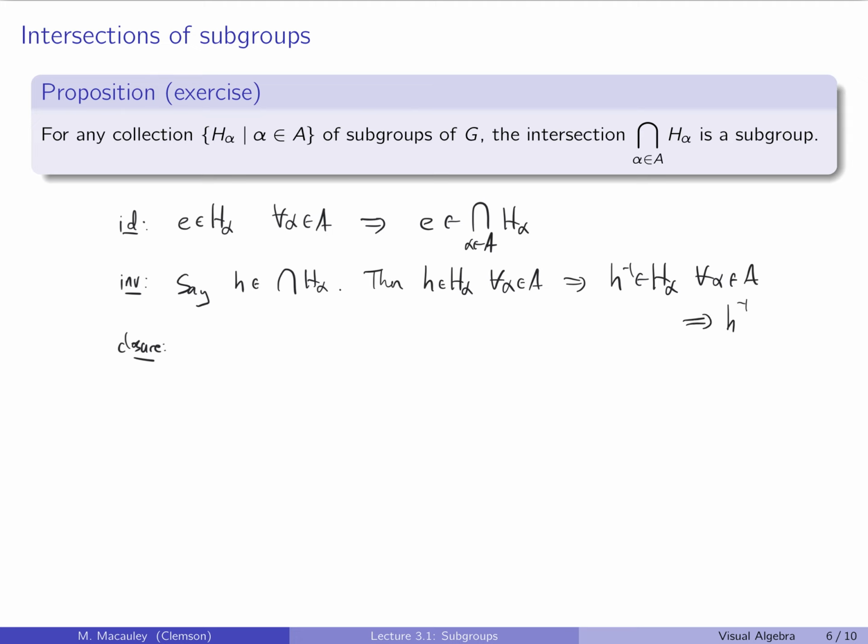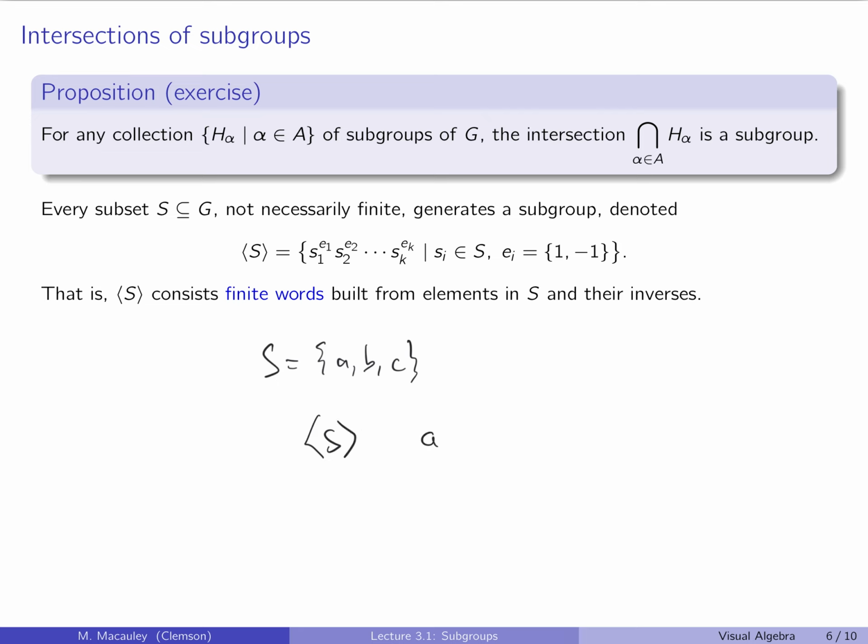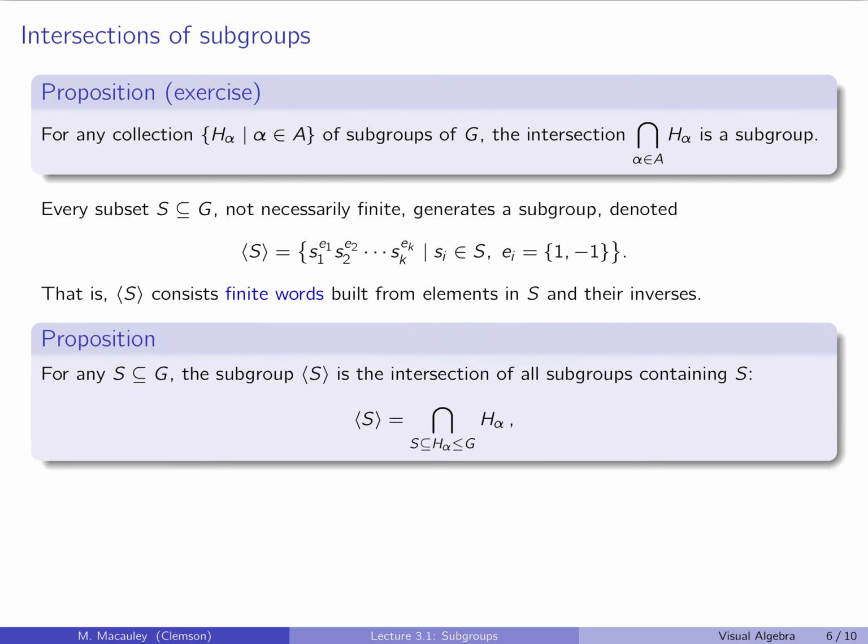So for example, if S is {a, b, c}, then an element in here is going to be a, c, b inverse, b, a, c, a inverse, something like this. And when you write it like this, often you can shorten it, or turn that into the identity. But this is going to be the definition. We require words to have finite length, even if S is infinite. Here's an important proposition. For any subset S of G, I should probably say non-empty. I think that's assumed. The subgroup generated by S is the intersection of all subgroups containing S. So here's how we write that.